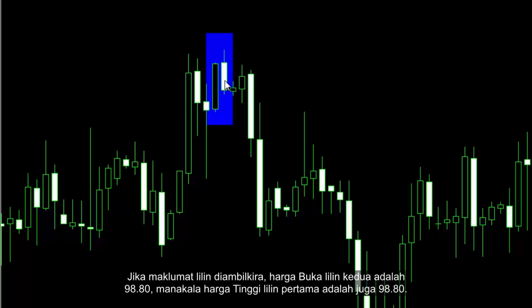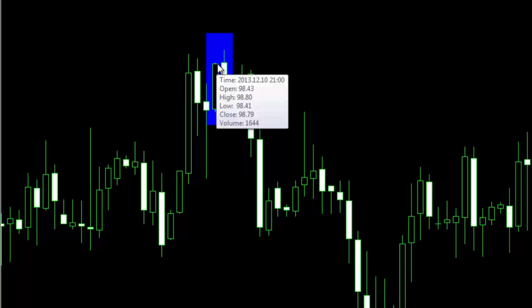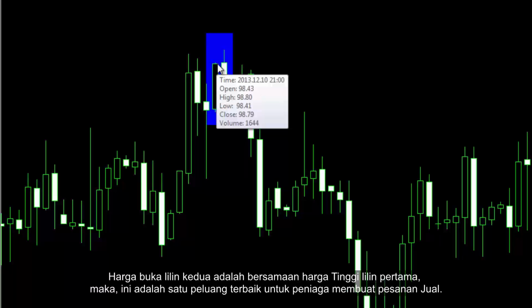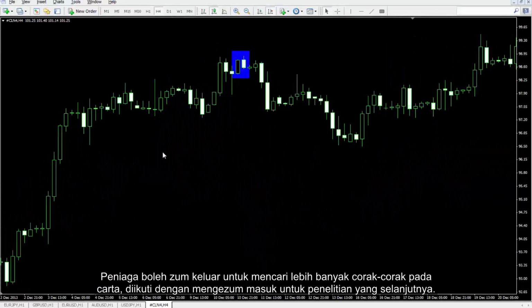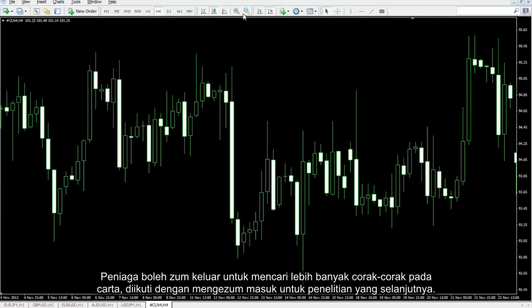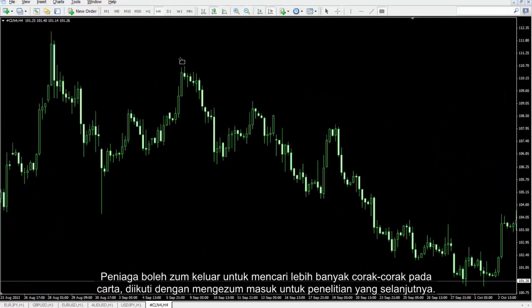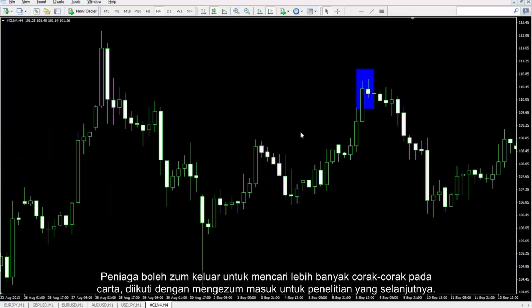If the candle information is considered, the open price of the second candle is 98.8, while the high price of the first candle is also 98.8. Open price of the second candle is equal to the high price of the first candle. Thus, it was a great opportunity for traders to place a sell order. A trader can zoom out to find more patterns on the chart, followed by zooming in for further scrutiny.